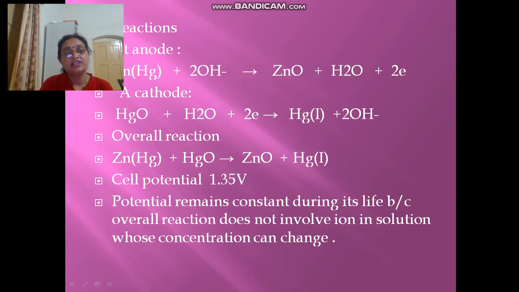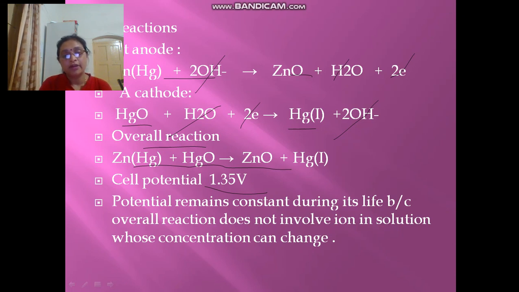Reactions taking place: the zinc amalgam at the anode reacts with the hydroxide to form zinc oxide, and at the cathode mercuric oxide reacts to form mercury. In the overall reaction, H2O on the left hand side and right hand side cancel out, and 2 electrons also cancel out. That is the way we write the overall reaction. 2OH- also cancels out, and the overall reaction comes out to be zinc amalgam + HgO gives ZnO and Hg. Now the cell potential is 1.35 volt, which is lesser than the dry cell.